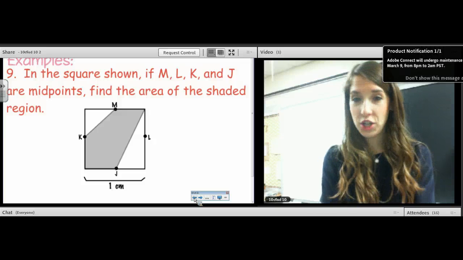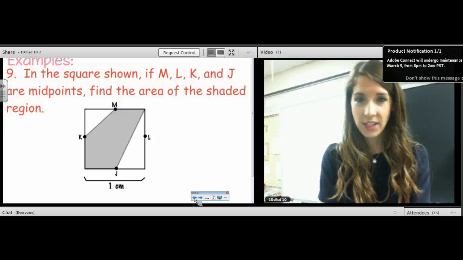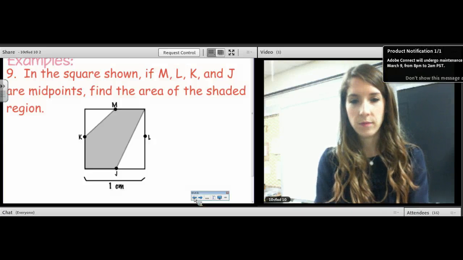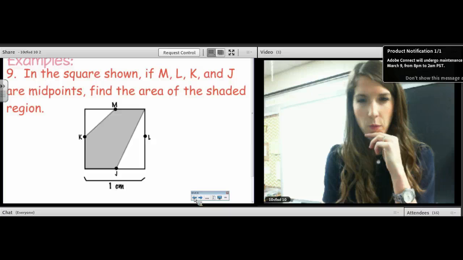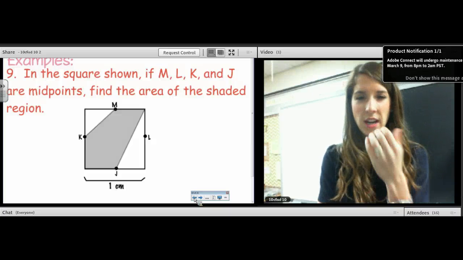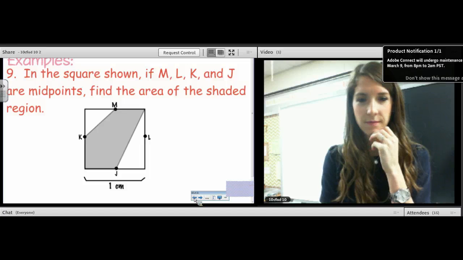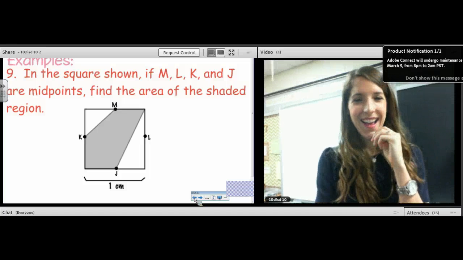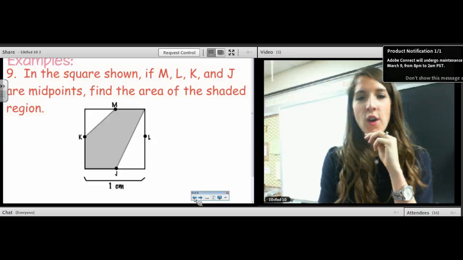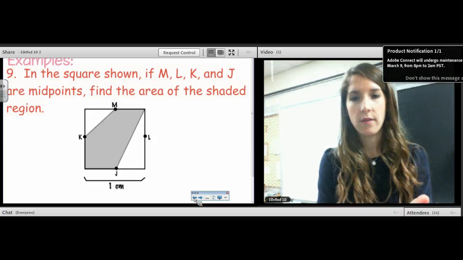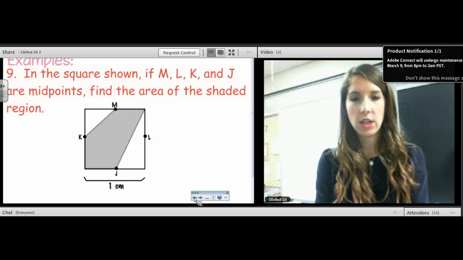In the squares shown, M, L, K, and J are midpoints. Find the area of the shaded region. So what are you guys thinking? What shape is that shaded region anyways? Okay, so is that shaded region a shape that we know the area of? Can we find the area of that shaded region?